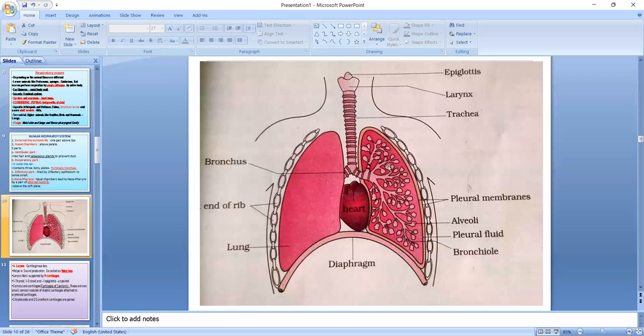So it looks like, if we turn it this way, a tree. So it is an upside down tree. That's why this whole appearance is called the respiratory tree.